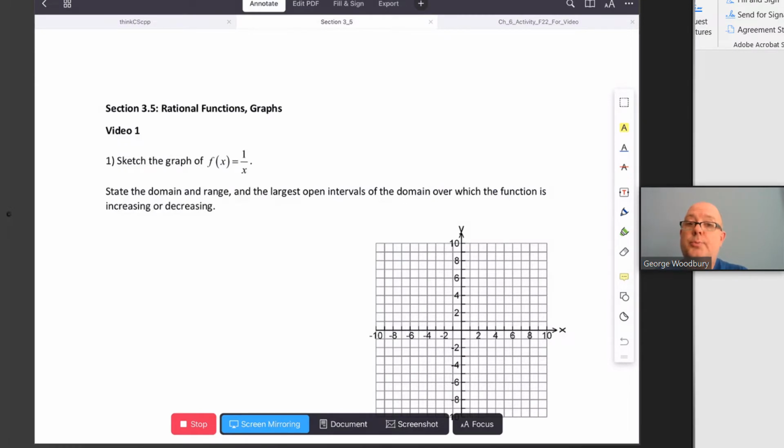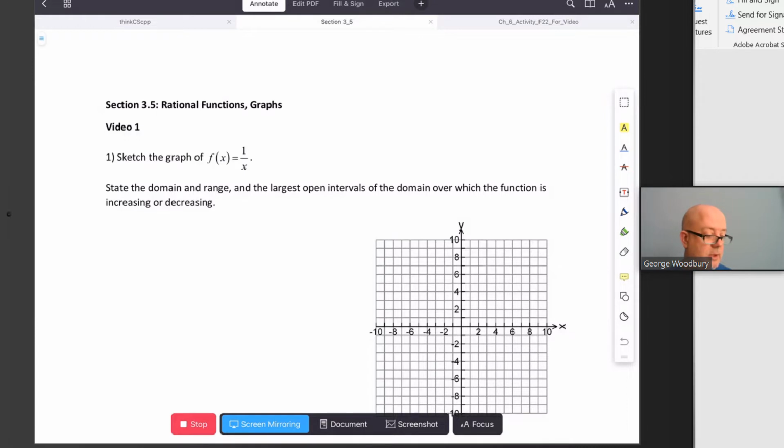Hi, I'm George Woodbury from College of the Sequoias in Visalia, California, and in this video we're going to graph a few rational functions that are in the family of 1 over x. So we'll start with the most basic one first, f of x equals 1 over x. When we're done, we'll state the domain and range, and we'll talk about the intervals where the function's either increasing or decreasing.